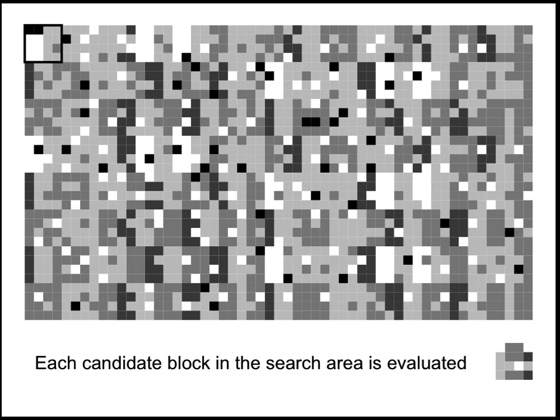And of course, we might not even find a perfect match. We probably won't find a perfect match. We just want the best candidate. We want the best match. So we look at each candidate block, and we essentially keep going.